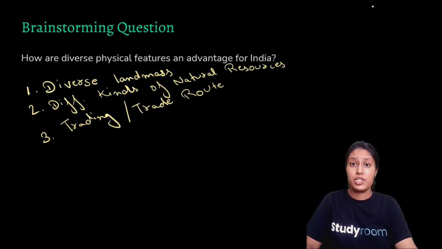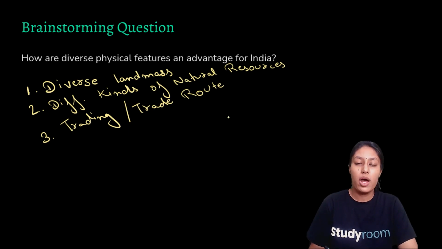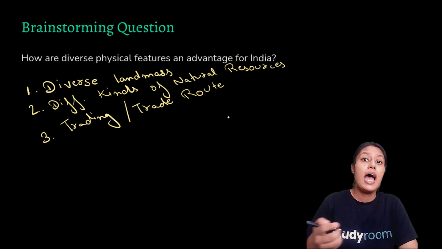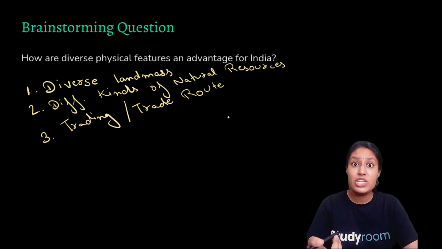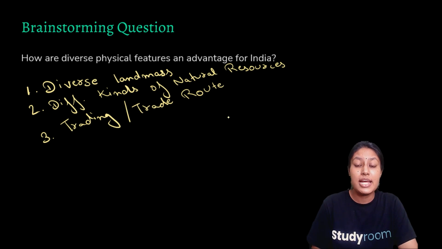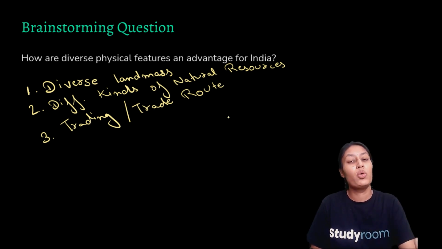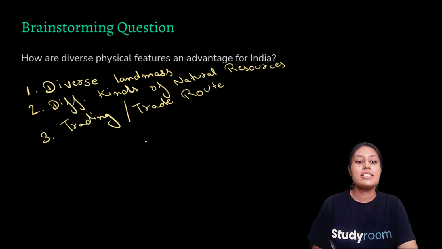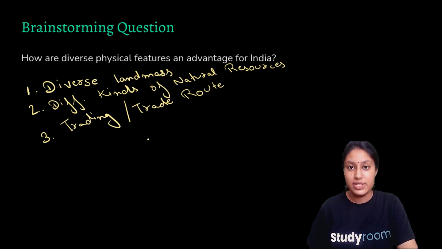Well, there are many advantages that we will study in upcoming slides, but a few of them are these. One, we have different landmass. We have mountains, and we have places called beaches as well. We have islands as well. So culturally, we are very diverse, and geographically, we are even more diverse. Second, there are different kinds of natural resources available to us because of the physical features of our country. Because of how diverse physical features are, we get many different kinds of natural resources.